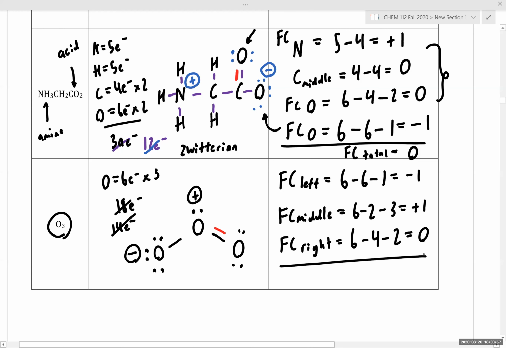As we see, if we add up our formal charges, the total charge of our molecule is 0. Ozone's quite interesting, and we'll actually see ozone used in chemical reactions in this class. It primarily reacts with double bonds to generate ketones and carboxylic acids via ozonolysis.